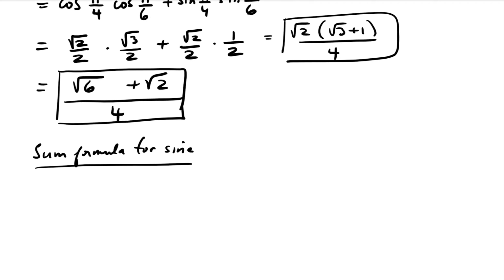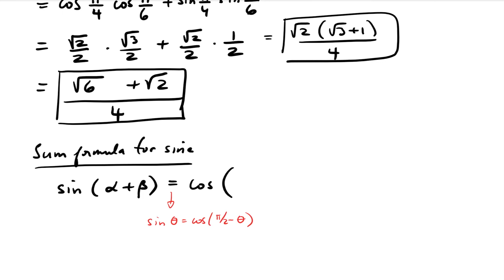Okay, so for sine, I want to look maybe first at sine of alpha plus beta. And here's the trick: I want to apply the formula for cos of alpha plus beta. So the trick is to first convert the sine into a cosine. And we can do that because sine of theta is the cos of pi over 2 minus theta. And that's also a formula you don't really need to remember.